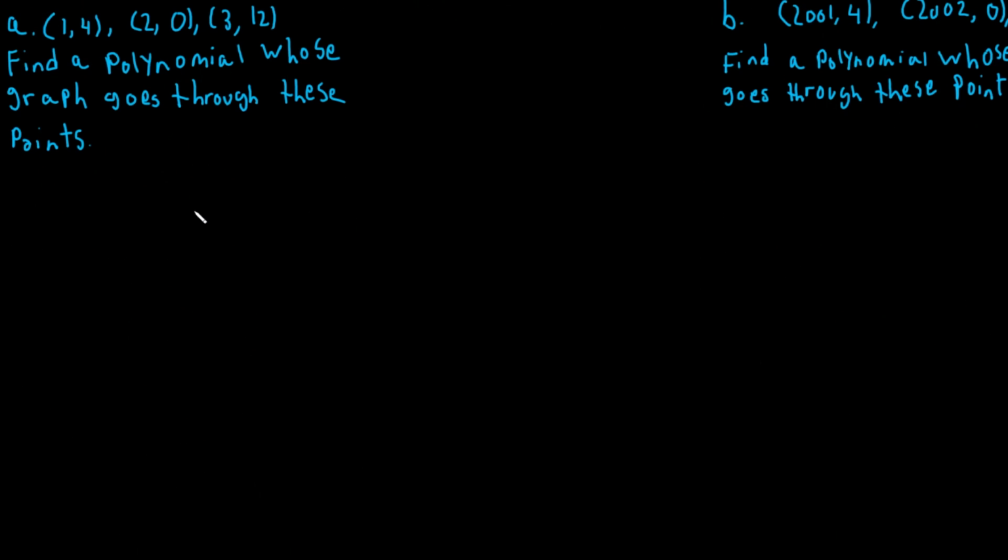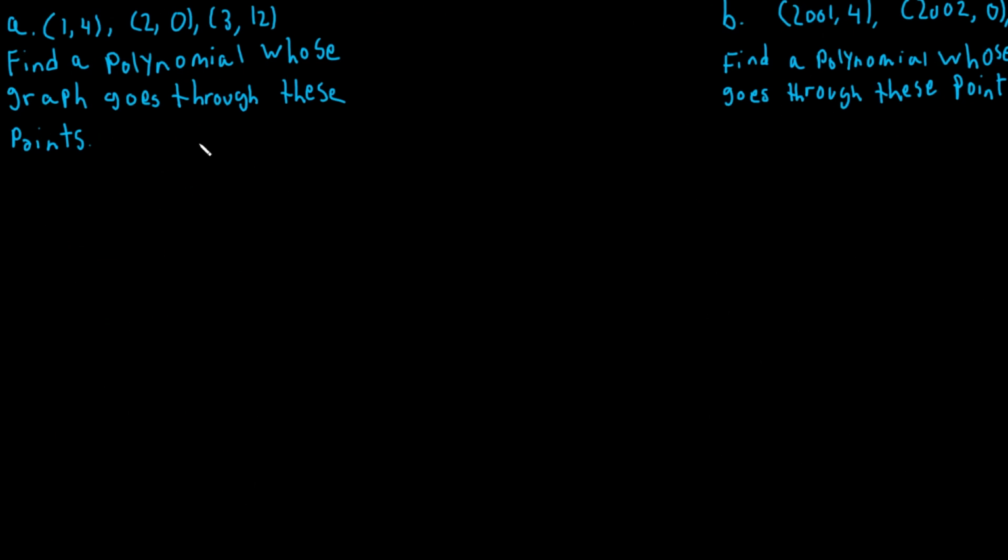Over here, I have two sets of points for which I want to try and find a polynomial whose graph goes through these points. The reason that you might want to do this is if you're in a field where you have a set of independent and dependent variables and you want to try and find a polynomial whose graph goes through those points and predicts any other points that you might want to input into this model, then this might be a good idea to try.